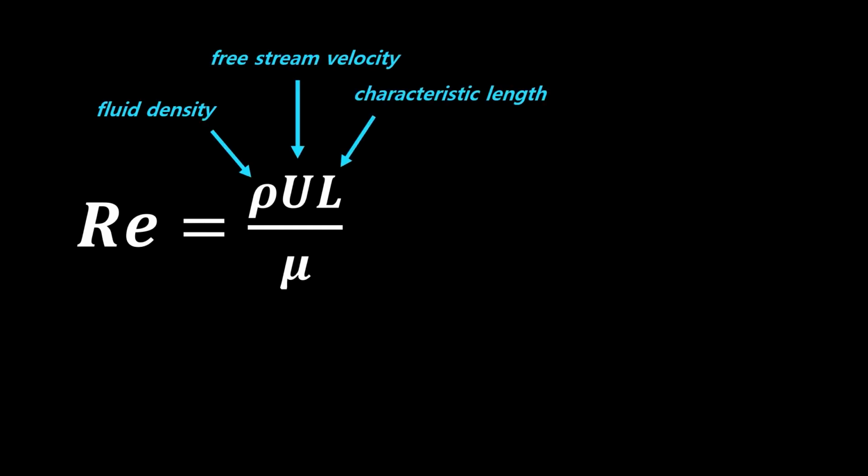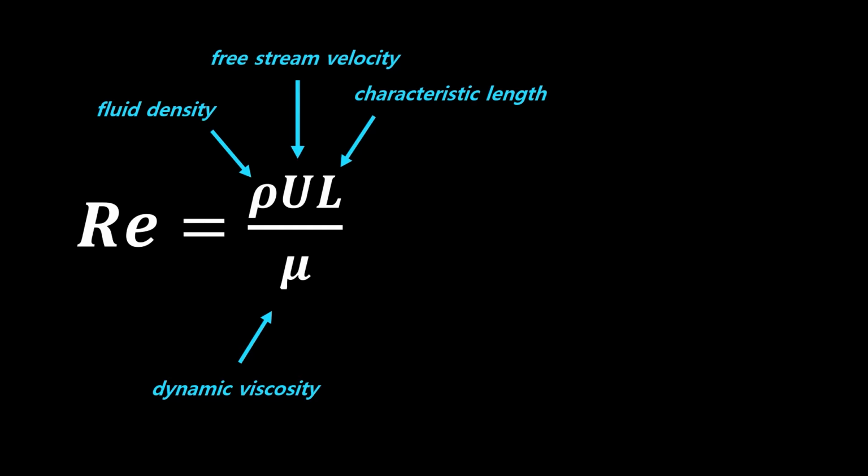So one of the first things you need to think about before designing a wind tunnel experiment is to figure out the Reynolds number that you need to test at. And remember, Reynolds number is defined as the fluid density multiplied by the free stream velocity multiplied by the characteristic length, all divided by the dynamic viscosity. There are a few other ways to write this, but let's just stick with this one for simplicity.